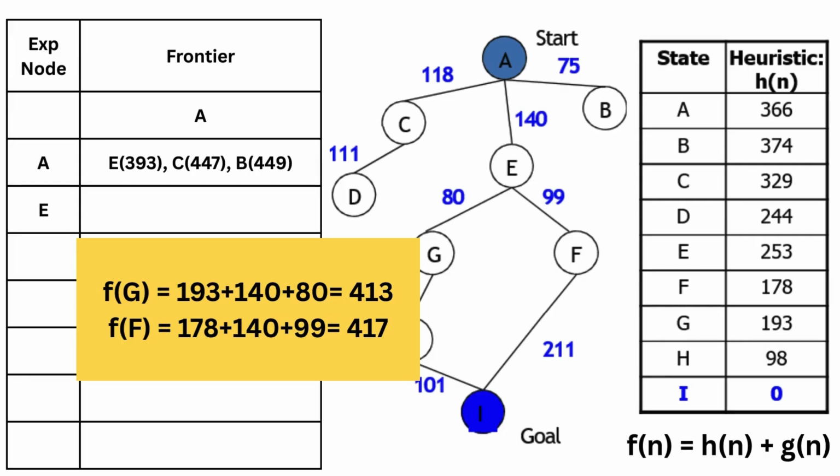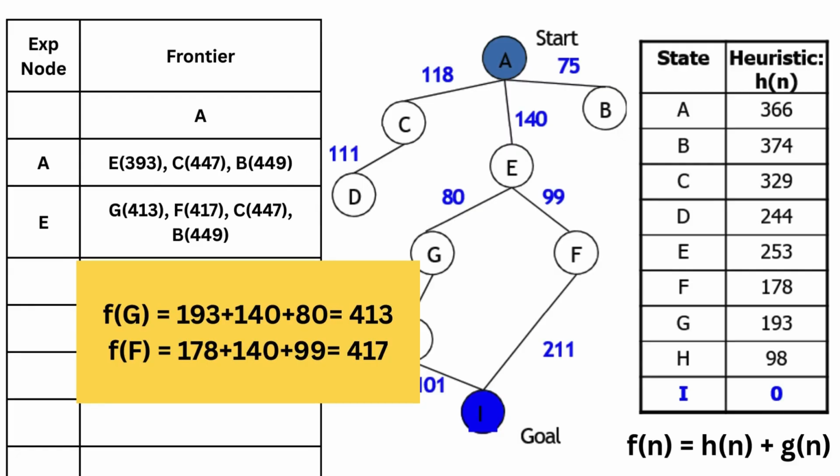We will dequeue E and explore its neighbors G and F. Now we will calculate the total cost for G and F nodes. The heuristic cost of G is 193 and the actual cost g of n from A to G is 140 plus 80. This is similar to what we did in uniform cost search. Similarly, for F, the heuristic cost is 178 and the total cost from A to F is 140 plus 99. Now we will insert them into the priority queue. Nodes G and F will come first as they have a smaller cost than C and B.